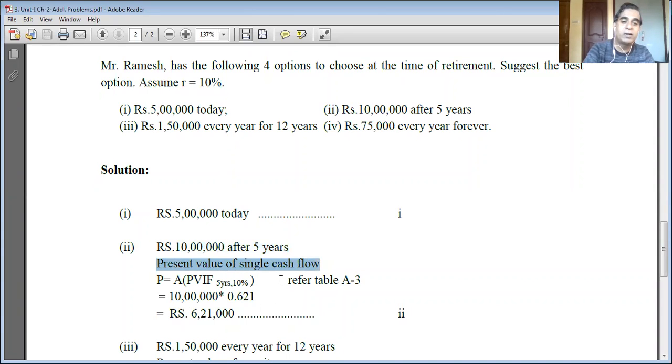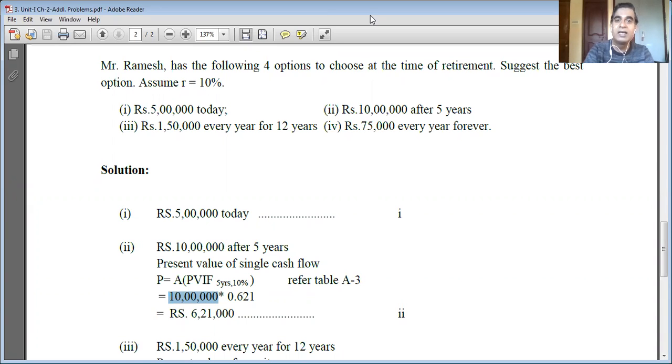Then we need to refer to table A3 for the purpose. So the equation is P = A × PVIF. As I had told, you need not even write the equation if you are very fast. But for moderate to slow learners, remember writing the equation is a very good method. You won't make any mistake. So the amount is 10 lakh rupees, and we need to find out the present value interest factor for 5 years at the rate of 10%.